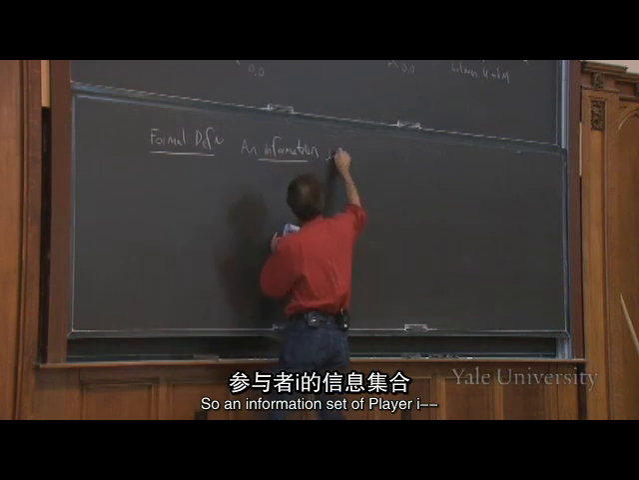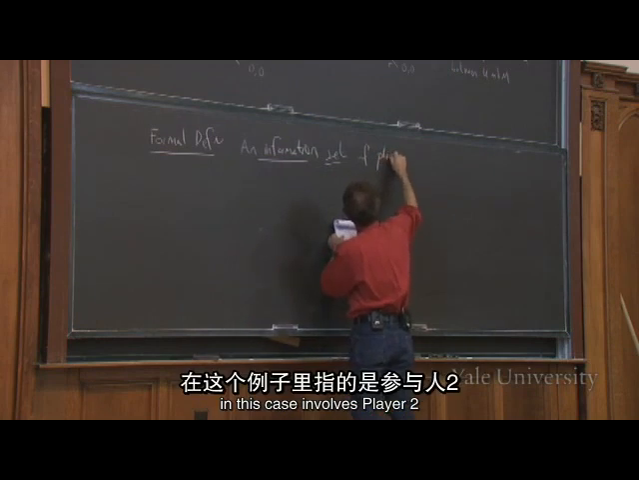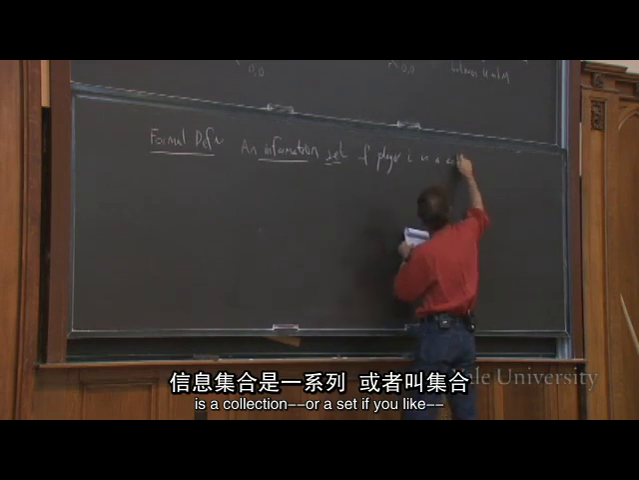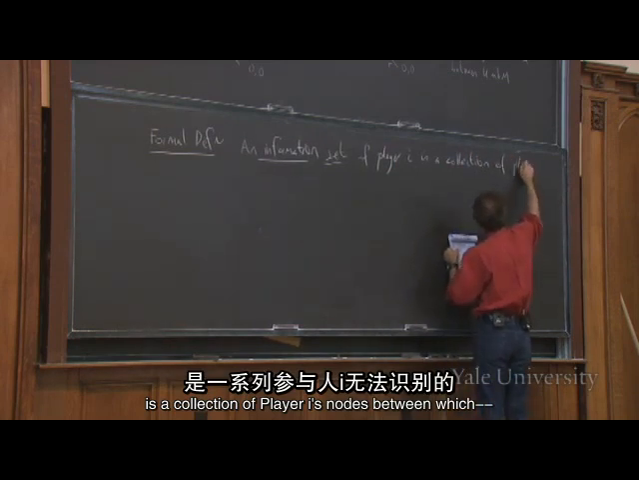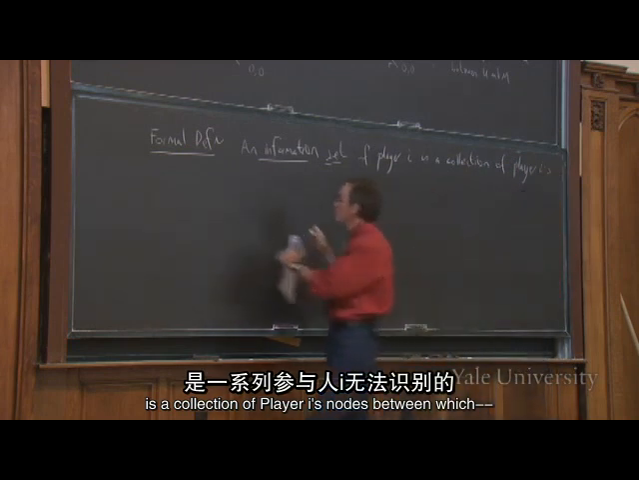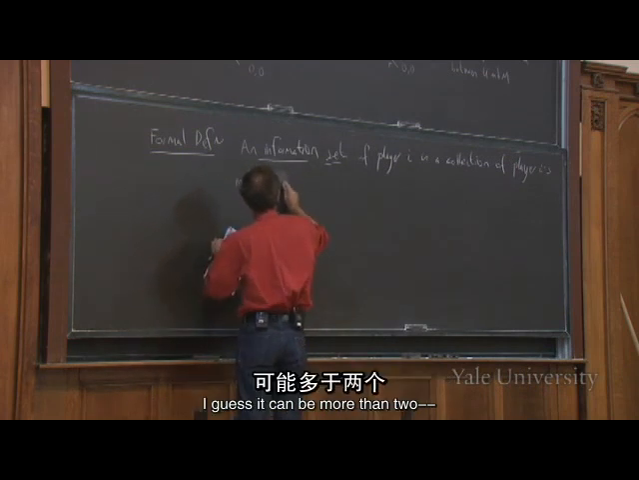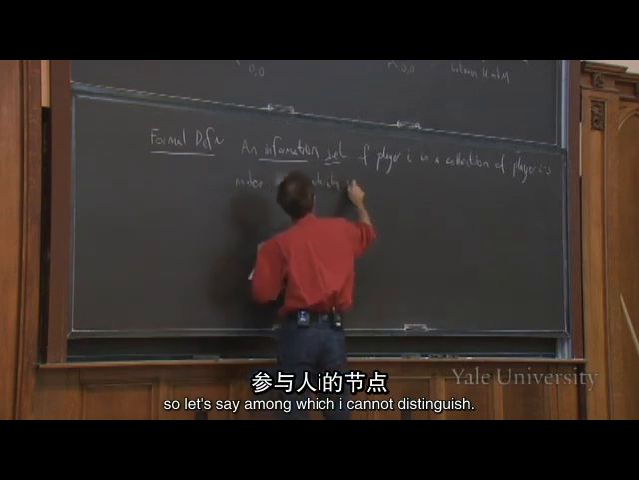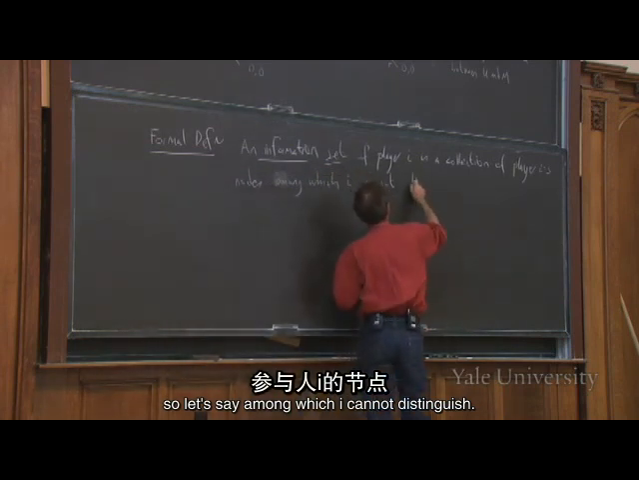So an information set of player I, in this case above player 2, but more generally of player I, is a collection, or a set if you like, it's a collection of player I's nodes among which I cannot distinguish.